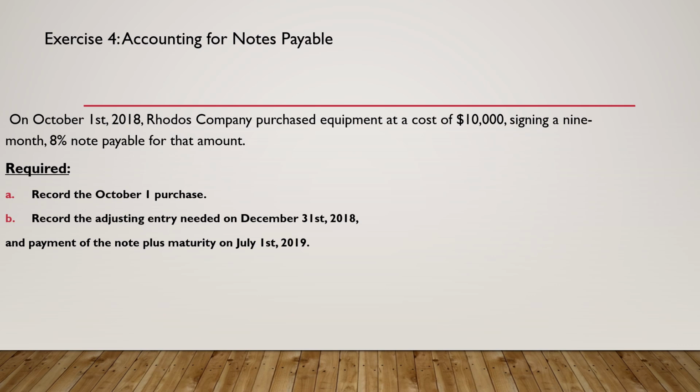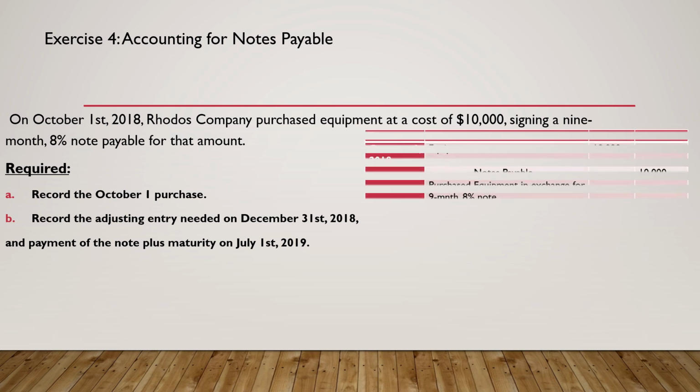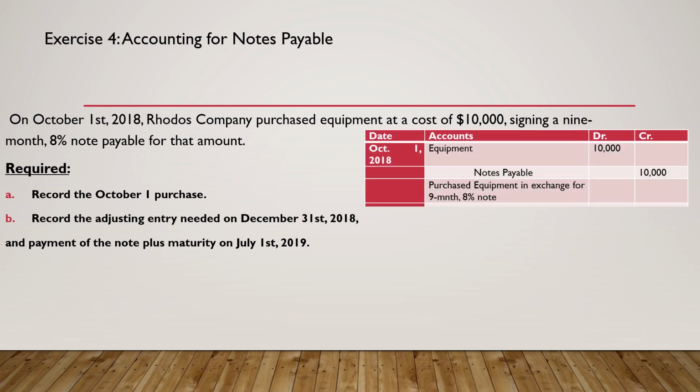October 1st purchase. Okay, I've just purchased an equipment, but by not paying cash, but signing a note instead. So I have a liability, which is called notes payable. So the entry will be debit equipment 10,000 and credit notes payable 10,000, since I purchased the equipment in exchange for a 9 months 8% note.